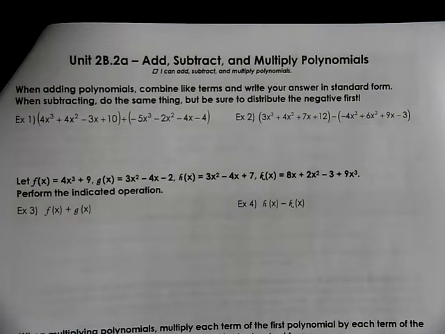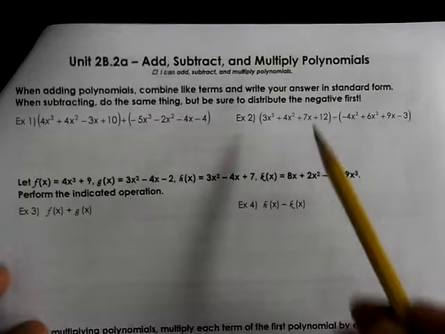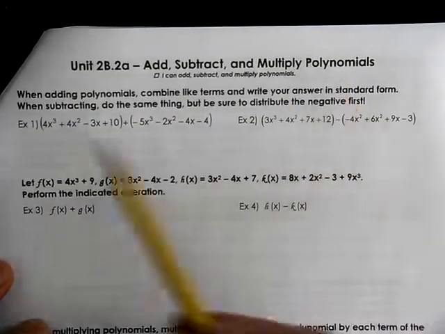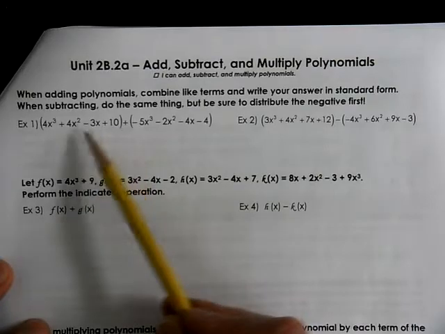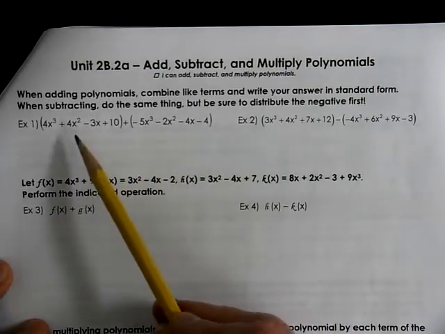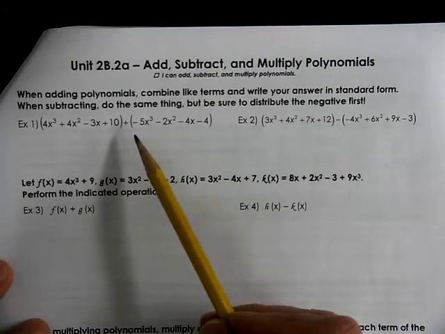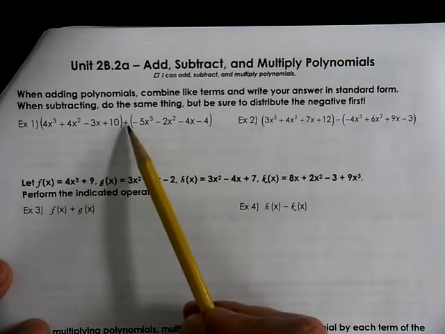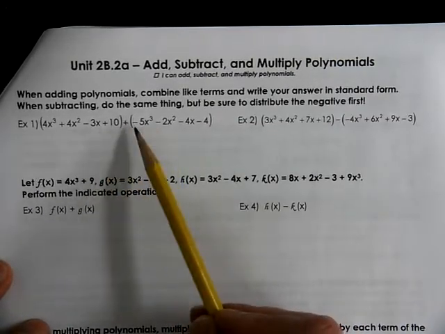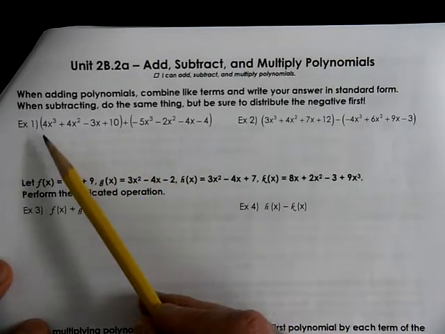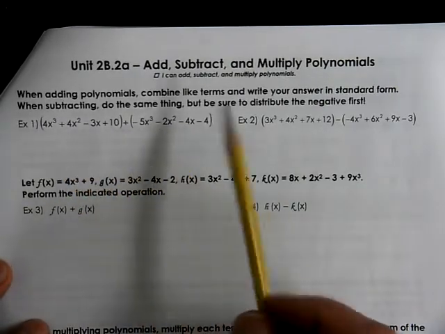This is Algebra 2 with trig, 2b.2a. We're going to add and subtract, we'll multiply polynomials. Here we have two sets of parentheses. A lot of people make a mistake and they FOIL or multiply this all together. That's not going to happen here because we are adding the two groups together. So really, you don't need the parentheses at all.